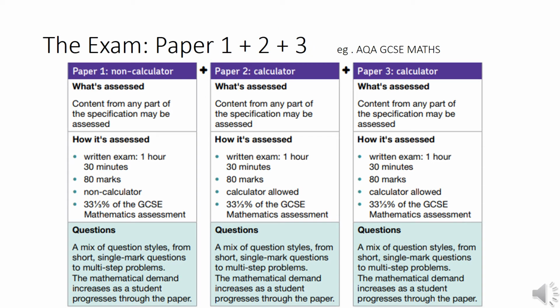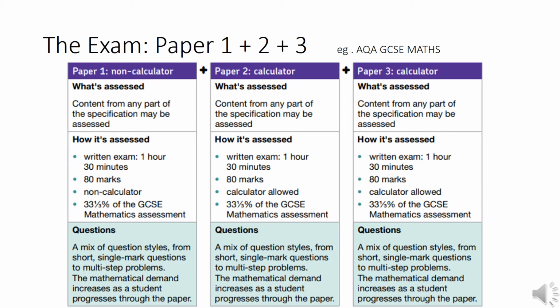This example of the 3 maths exams is taken from the AQA specification. Paper 1 is non-calculator, is worth 80 marks, and you'll have an hour and a half to complete it, and is worth a third of your GCSE. The question styles, which are the same in all the exams, range from short single mark questions to multi-step problems. The more difficult questions will come later on in the paper, and the easier questions will be at the start, so as you continue, the questions will become more difficult.